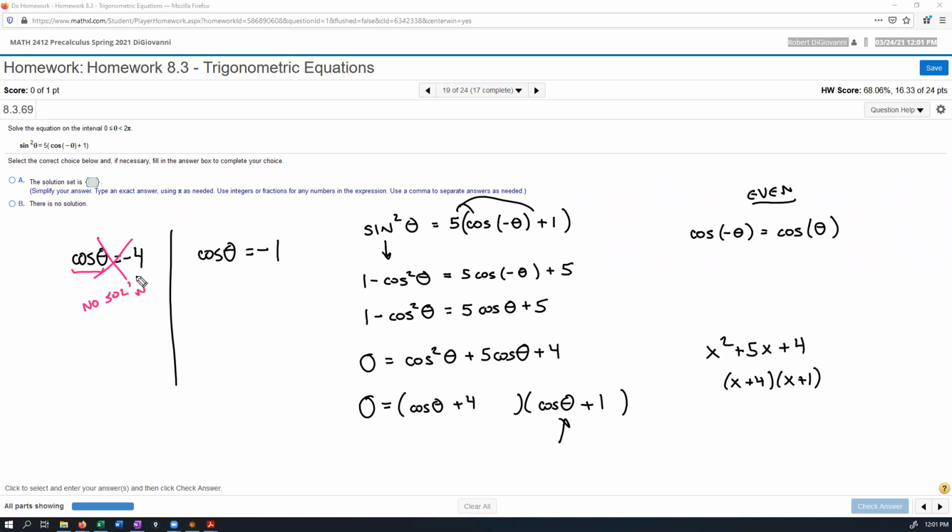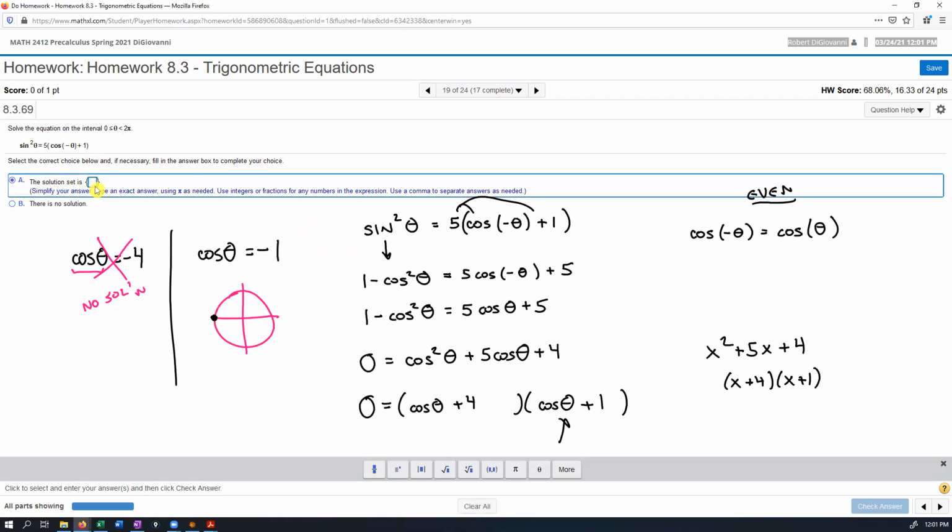And then on this one, cosine is the x coordinate. And so the only place that the x-coordinate is -1 is here at pi. And they want the solutions only on 0 to pi. So I should just have one answer. Pi.